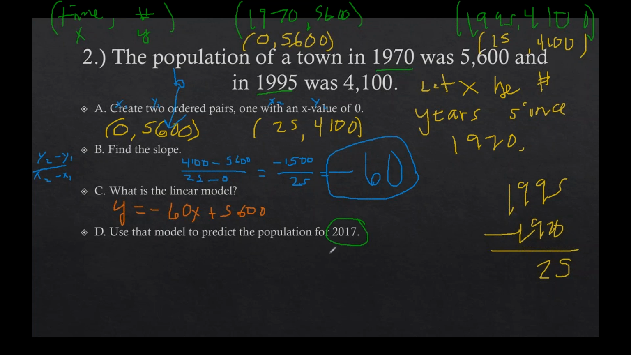Okay, well, the question is, what is the x value for 2017? Because remember, in 1970, your x value was 0. So for 2017, what is x? 47, because it's 47 years later. And you can just subtract them. 2017 minus 1970 gives you 47. So we use our model. y equals negative 60 times 47 plus 5,600.